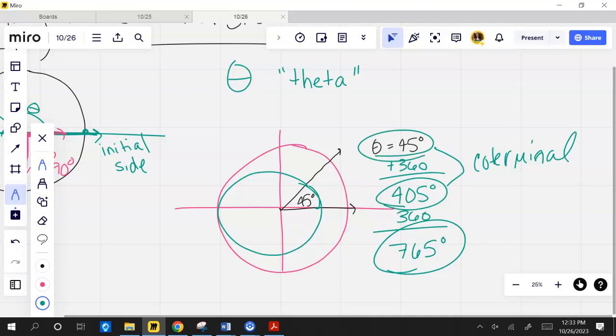I can also go the other way because I can measure angles negatively. So tell me what the first coterminal negative angle is to 45 degrees. If I started the same place but went backwards 315 degrees, it's still coterminal. Then I'm going to start going backwards 360. If I do 45 minus 360, I get negative 315. So you can add or subtract 360 an infinite number of times.